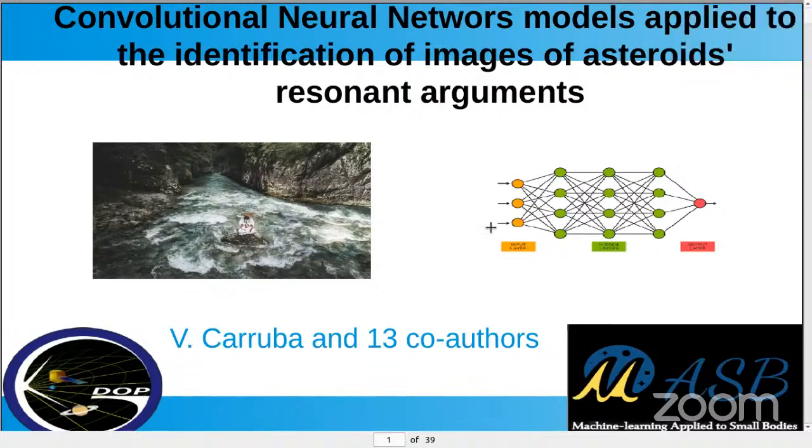Thank you so much for the invitation, for having me here. Today I'm going to talk about some recent work we have been doing using neural networks for the identification and classification of asteroids in secular resonances.